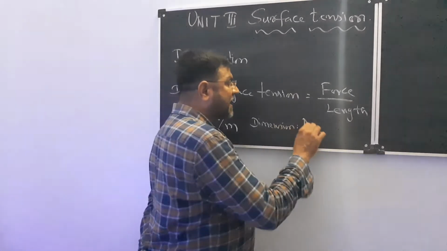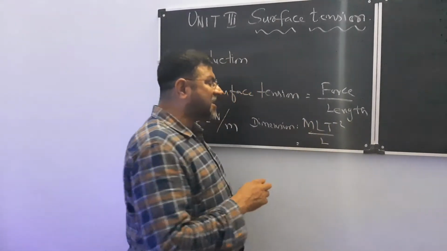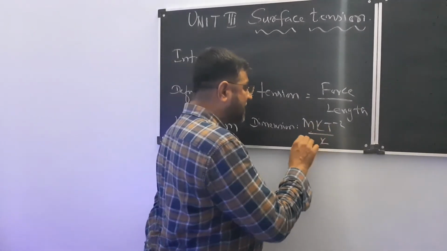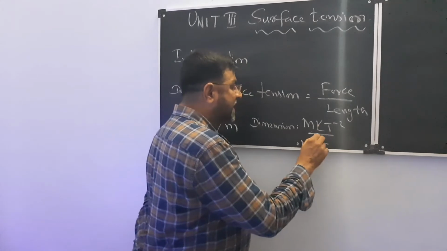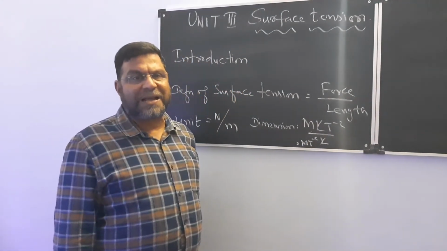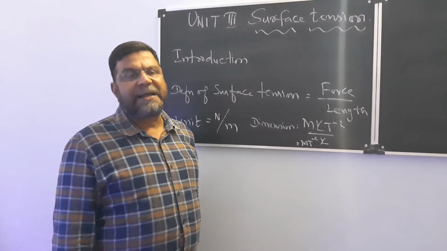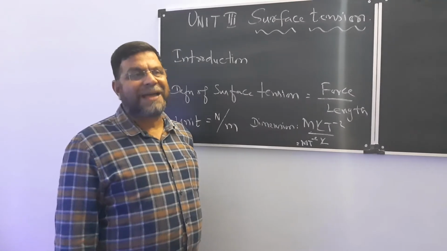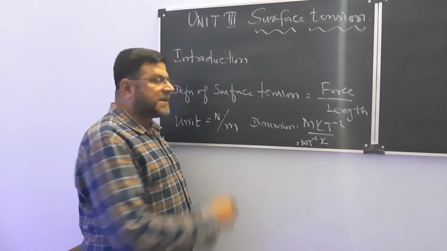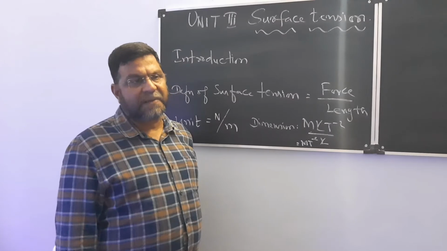The dimension can be written as MLT to the power minus 2 by L. This is the dimension for force and L is the dimension for length. Therefore, L and L will cancel. Therefore, the dimension is nothing but MT to the power minus 2. The dimension means expressing mass, length and time. Mass is expressed as capital M, length as capital L, time as T. That is the dimensional formula. And the unit is SI, the International System of Units, so you are representing in terms of Newton.